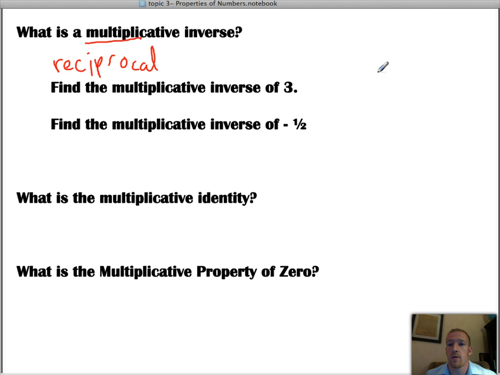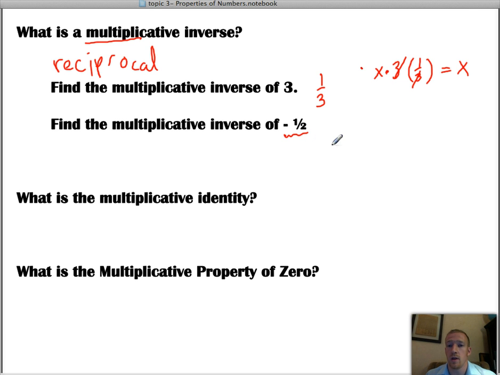So if we have an x times 3, right, the multiplicative inverse of 3, how do we unmultiply by 3? Well, we'd multiply by 1/3, right? Because x times 3 times 1/3, these reduce and just give us what we started with back. So what's the undo for multiplying by 3? Multiplying by 1/3.